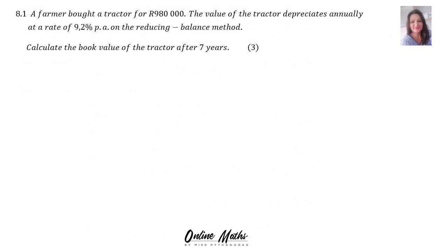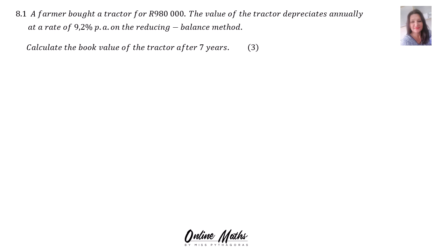A farmer bought a tractor for 980,000. The value of the tractor depreciates annually at a rate of 9.2% per annum on the reducing balance method. Calculate the book value of the tractor after 7 years. So what I do is I usually dissect my question first.